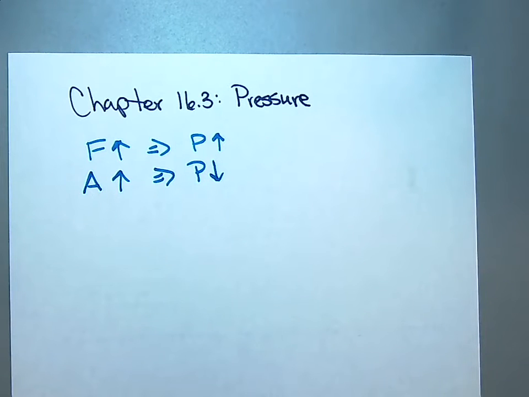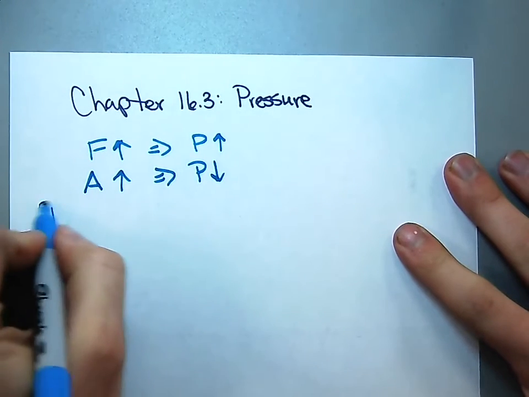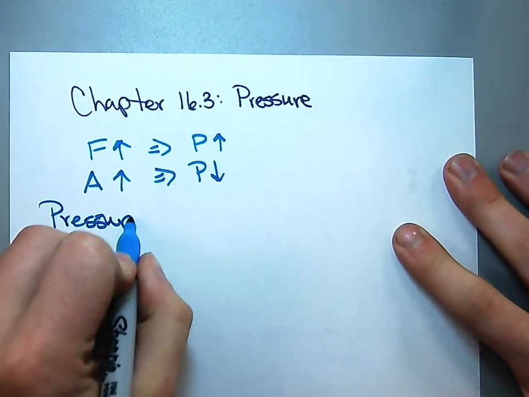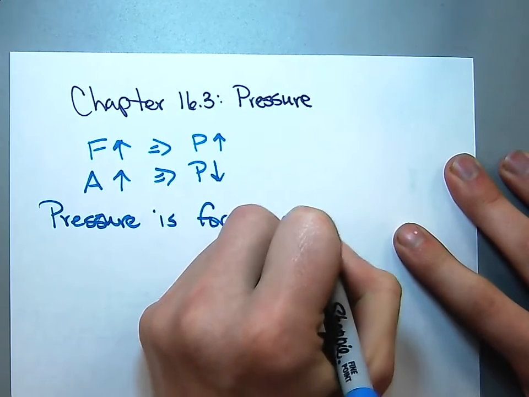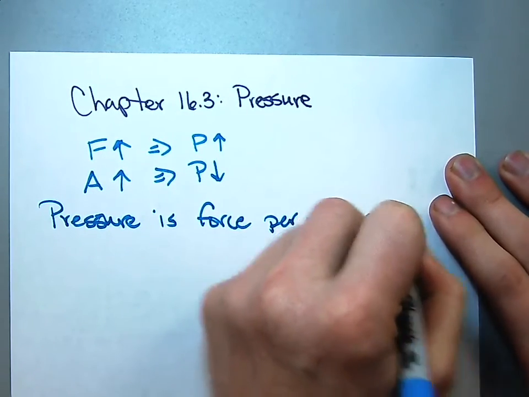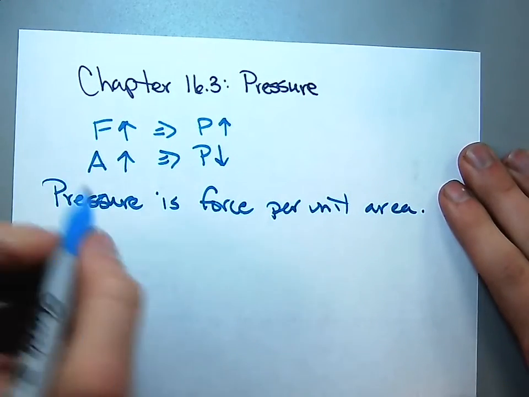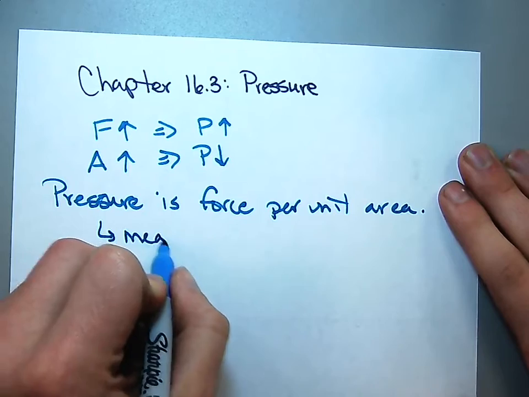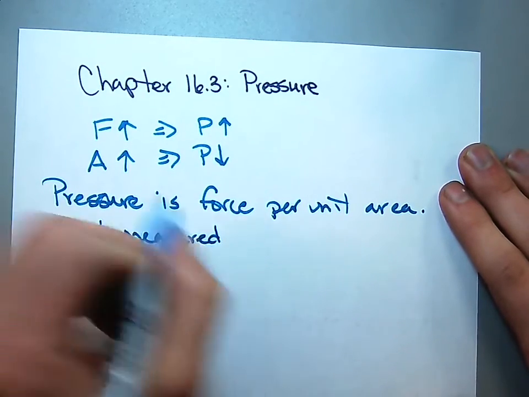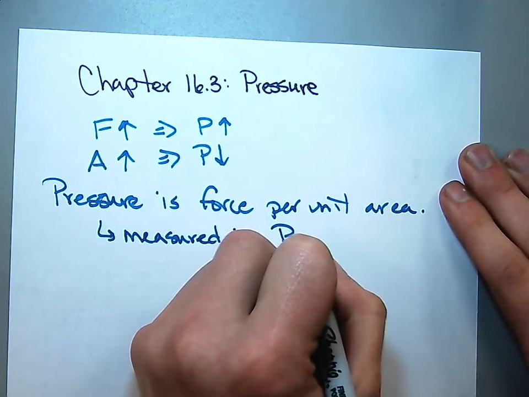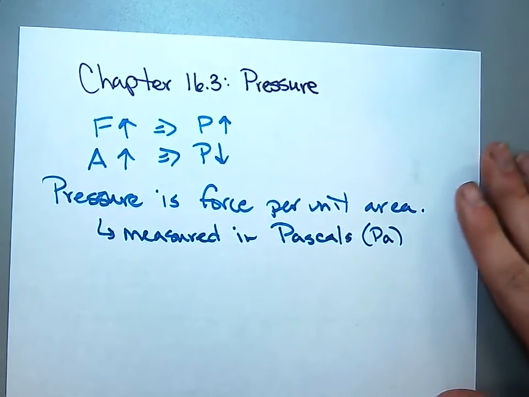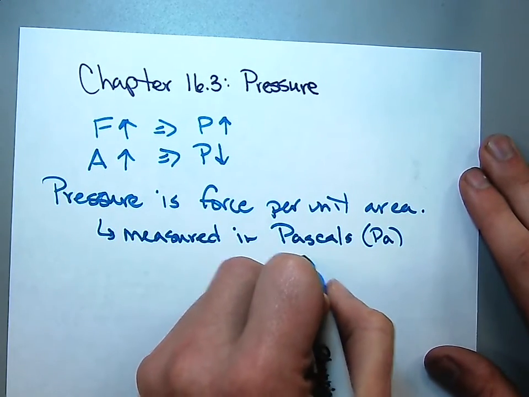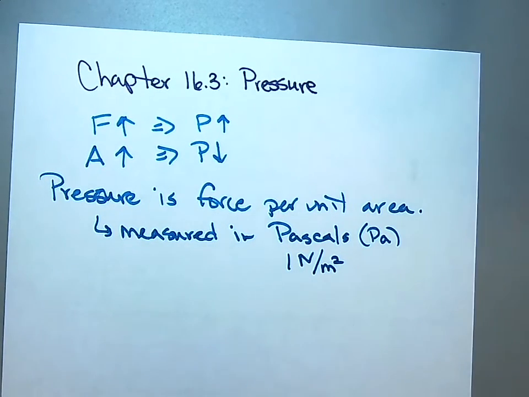So what that brings us to, guys, is that pressure is force per unit area. Pressure is going to be measured in pascals, which is abbreviated Pa. And a pascal, guys, is 1 Newton per square meter. 1 Newton per square meter.